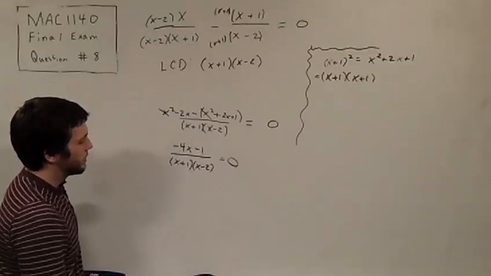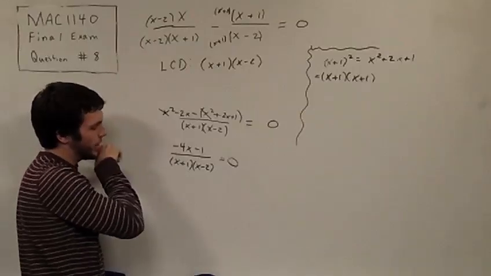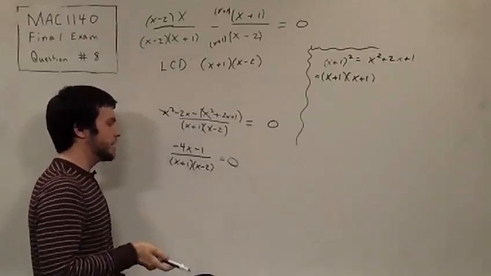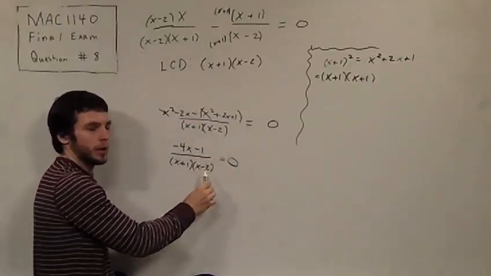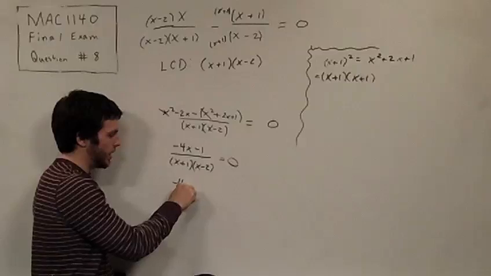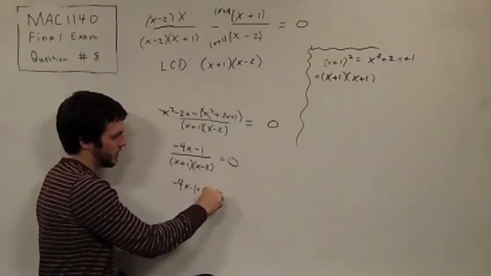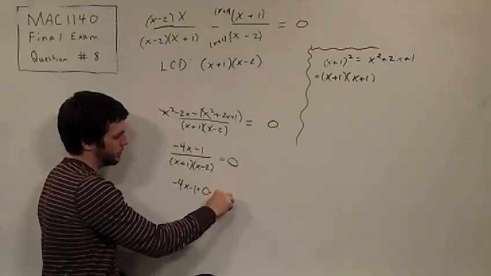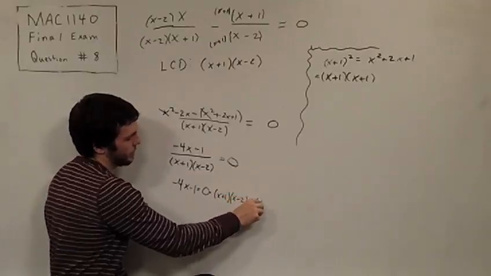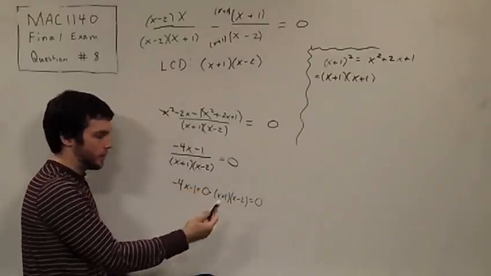Now to solve this, it essentially amounts to setting the numerator equal to 0, because we can just imagine multiplying each side by the denominator. Then we would have minus 4x minus 1 equals 0 times x plus 1 times x minus 2, which just equals 0. And then we solve our numerator. After we have our numerator set equal to 0, we solve it for x.